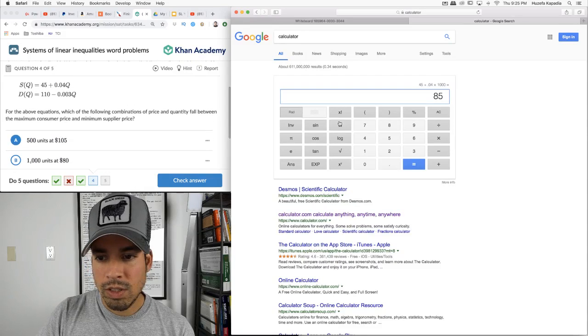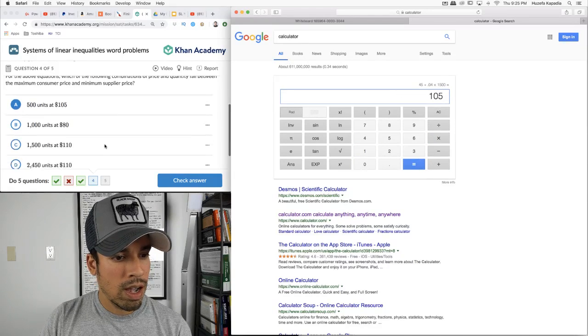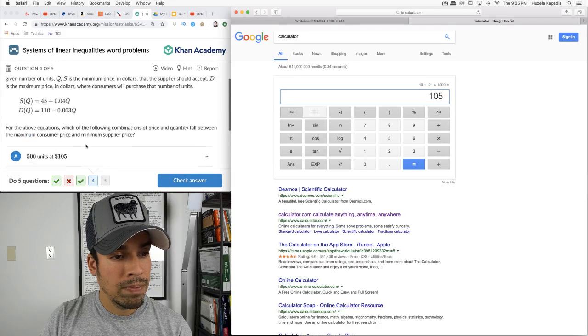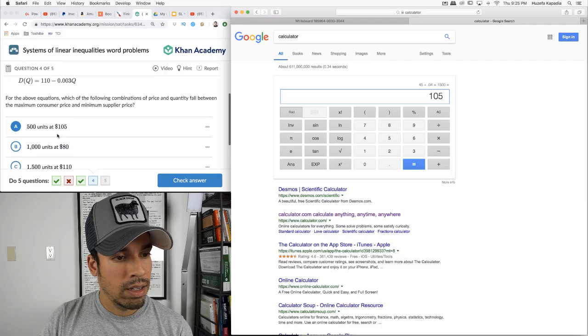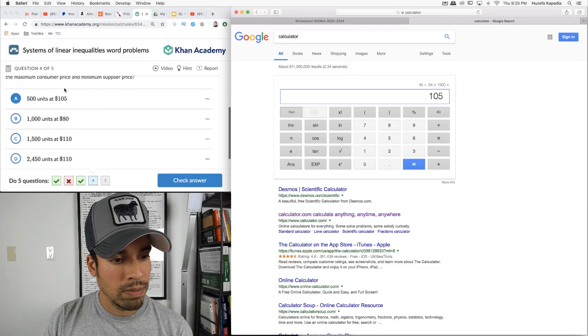1500. Let's try that. 45 plus 0.04 times 1500 is 105, and 110. So it's above the minimum. It's probably off for that one. Yeah, it's above 110. The max this can be is 110.